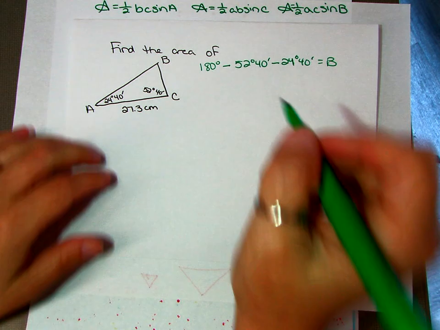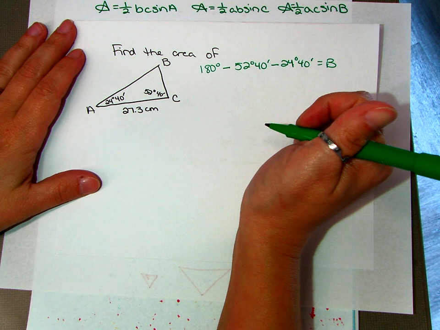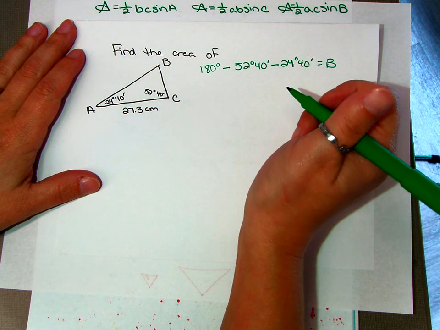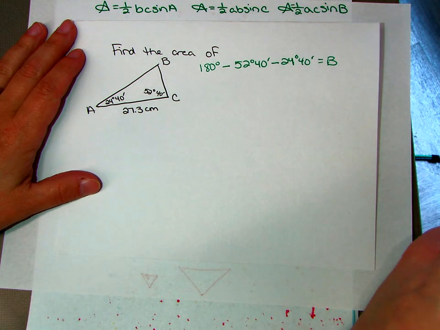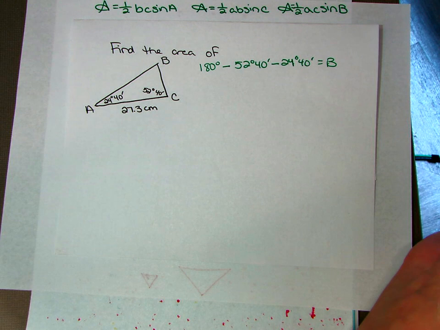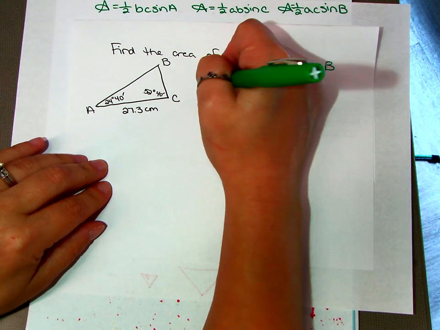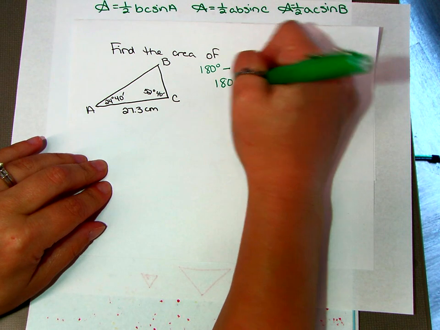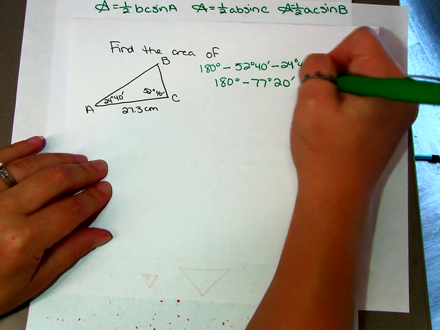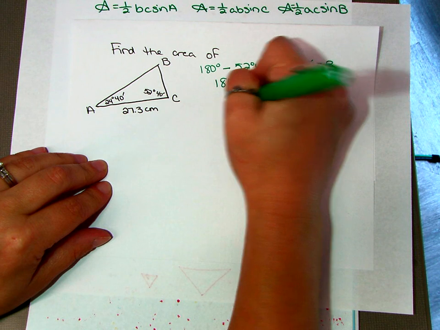Actually, I didn't convert. I left it. I converted later. So leave it. You can subtract using minutes. Just remember, if you end up with something that's over 60 minutes, that means you have an extra degree. It's 180 minus 77 degrees, 20 minutes. So B is 102 degrees, 40 minutes.